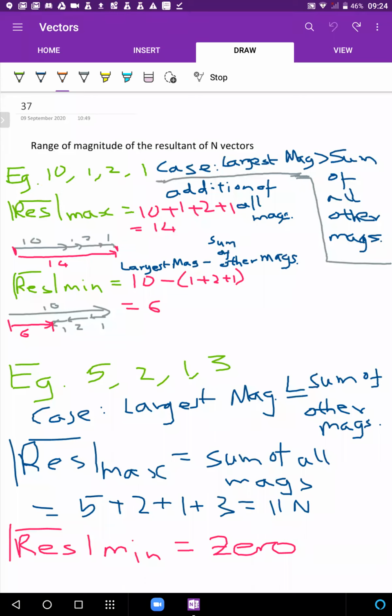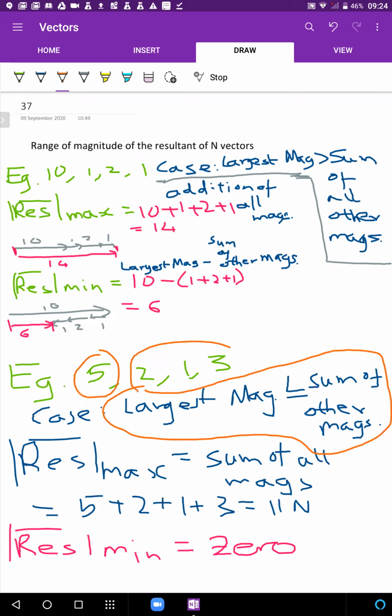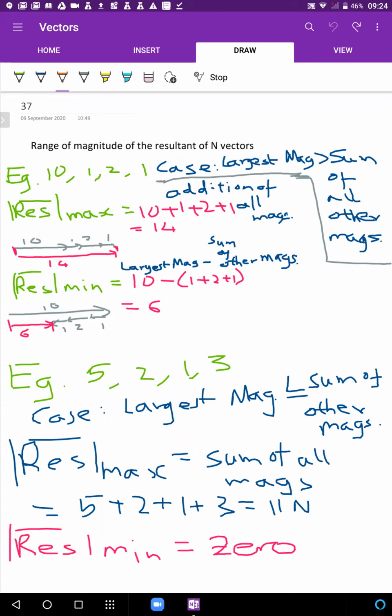Then the second case is when 0 is possible, where the largest magnitude is less than the sum of other magnitudes. जैसे यहाँ पे 5 है सबसे बड़ा, but बाकी मिलके 6 दे रहा है. In this case, max magnitude is of course the sum of all. Why should that ever change? सबको एक साथ डाल दो तब सबसे ज्यादा resultant मिलेगा. So max magnitude is 5 plus 2 plus 1 plus 3, 11. Minimum magnitude is 0. The smallest magnitude any vector can have. Remember, vector magnitudes are never negative. The smallest value it can have is 0.